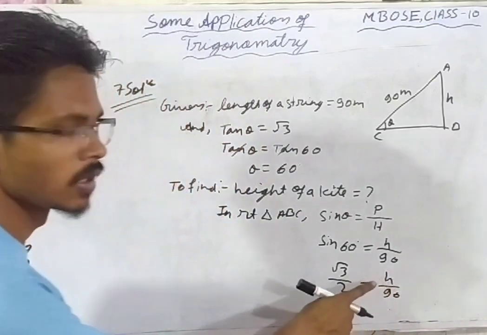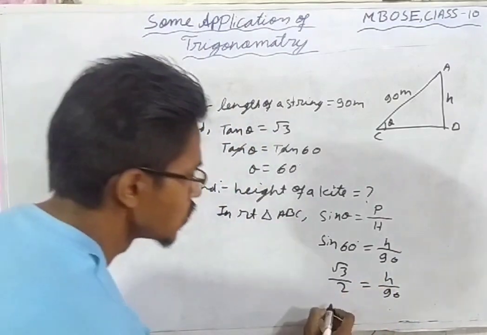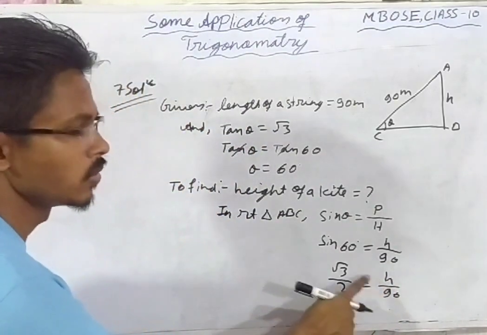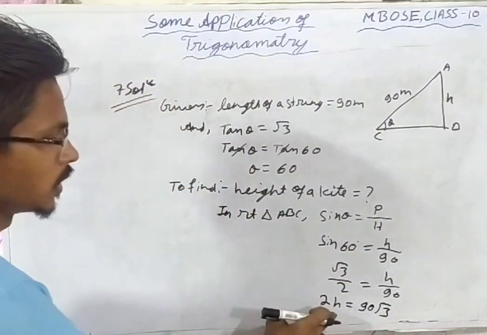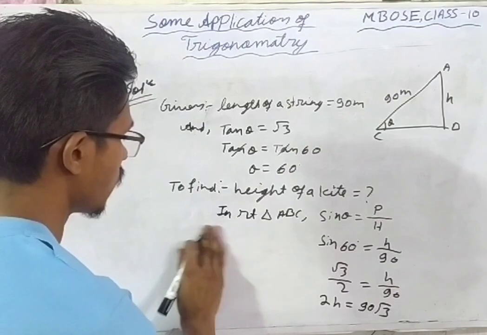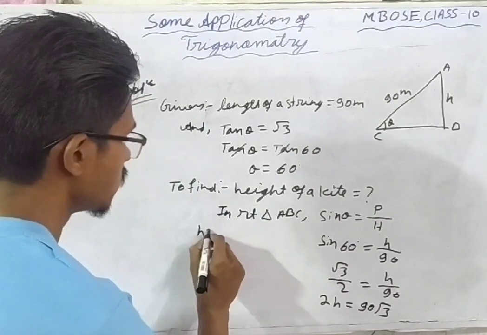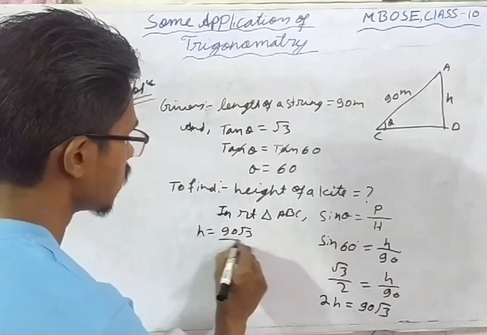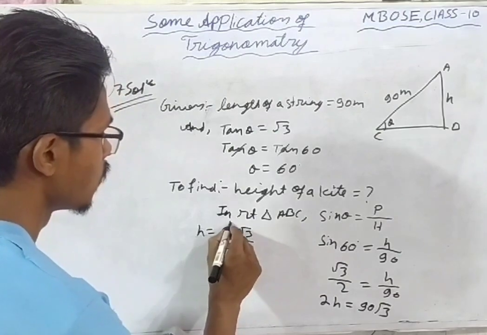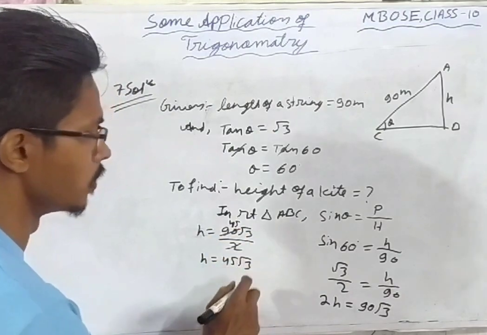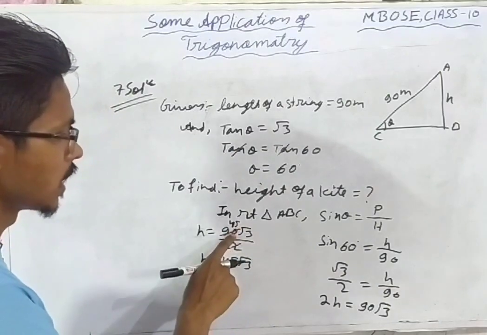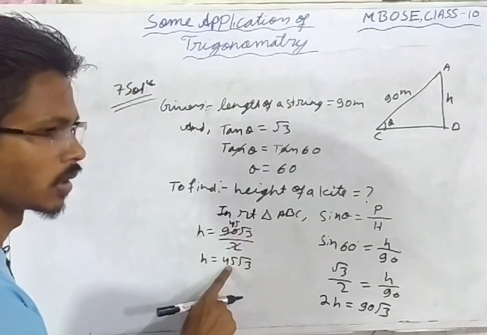Now we'll do cross multiply. h into 2 is 2h. 90 into root 3 will be 90 root 3. After that we can write here h is equal to 90 root 3 divided by 2. We can cancel. 2 into 45 is 90. What is left? 45 root 3. So here we can write 45 root 3.